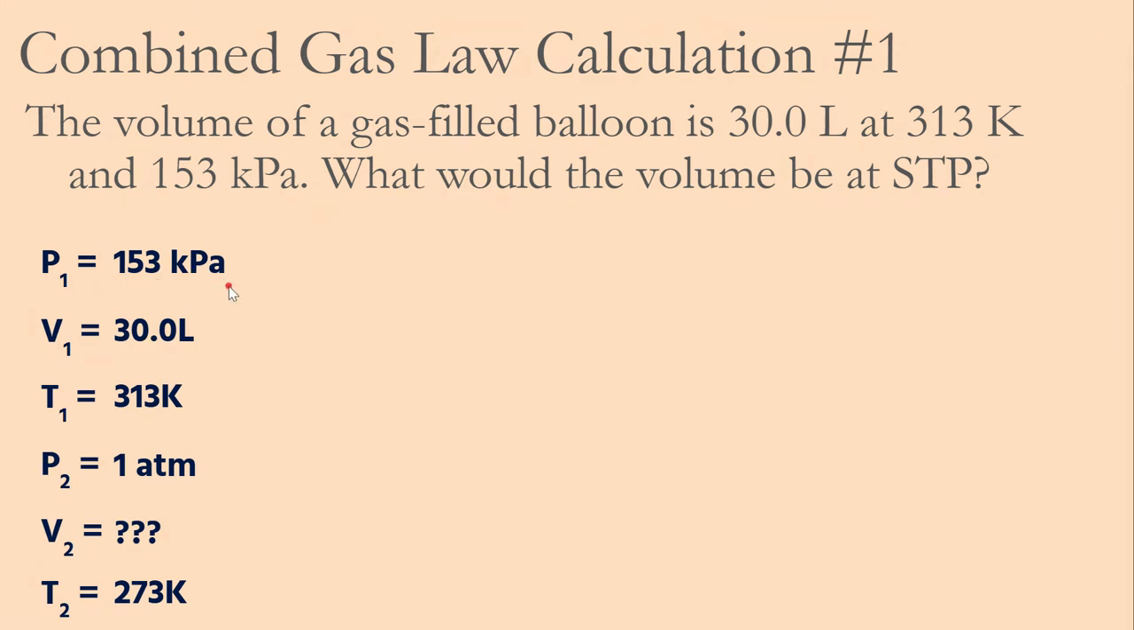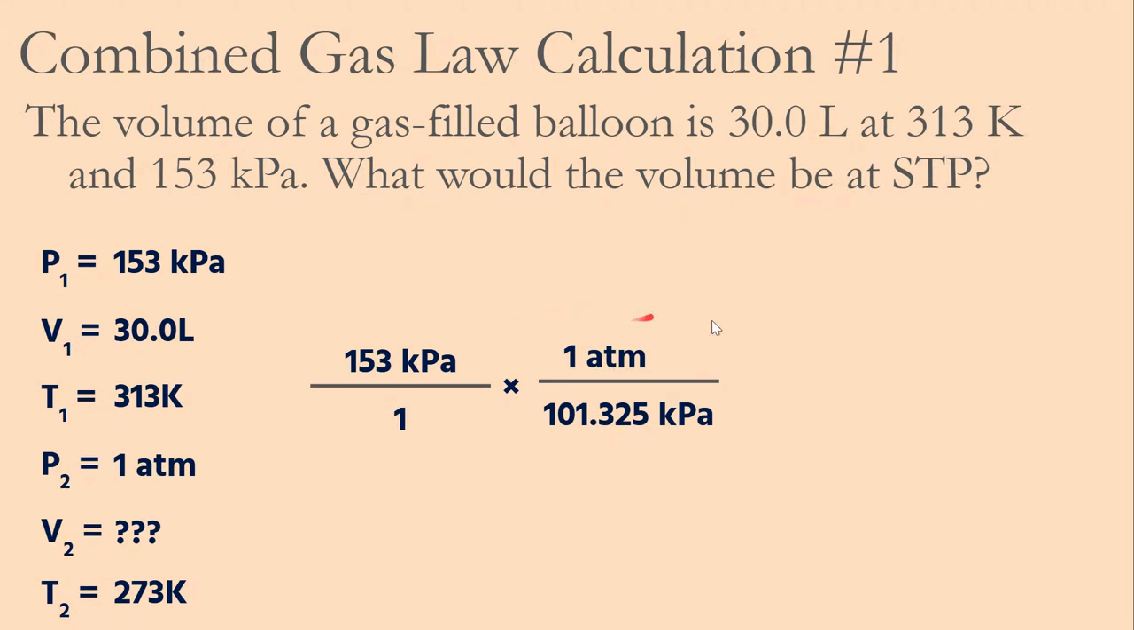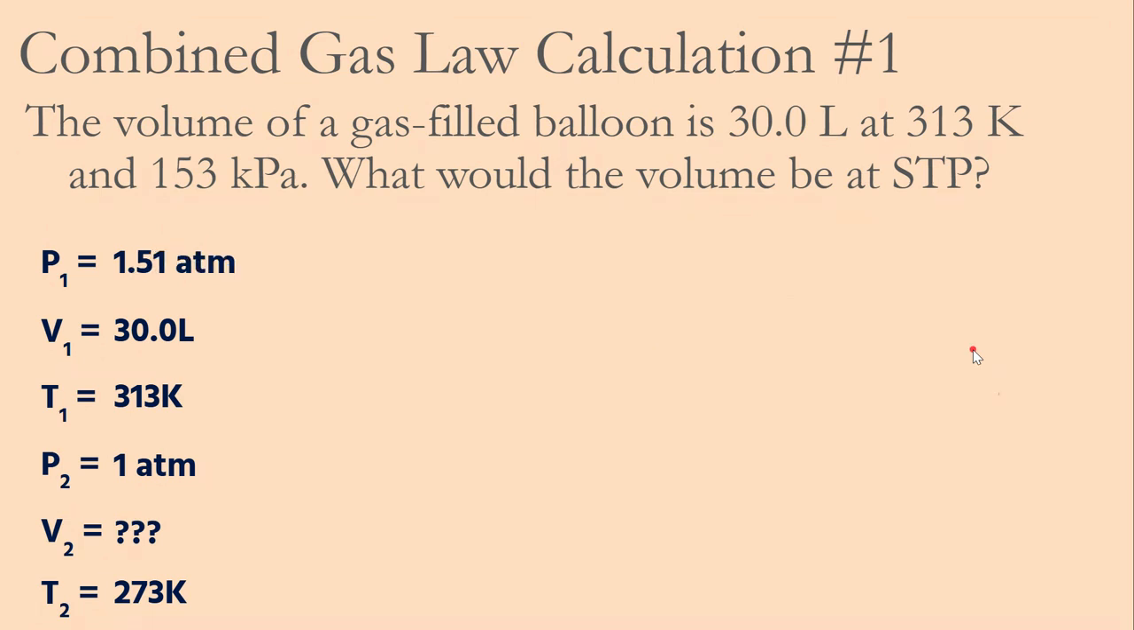Now we want to convert this to atmospheres before we get started. We'll set up kilopascals over 1, multiply by our conversion factor. 1 atmosphere always equals 101.325 kilopascals. Cancel out kilopascals, multiply straight across numerators and straight across denominators, and then divide to get 1.151 atmospheres. Let's go ahead and rewrite that on the left side.